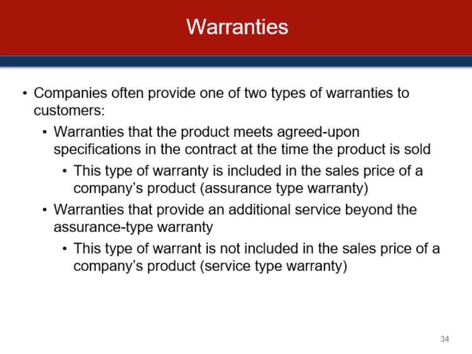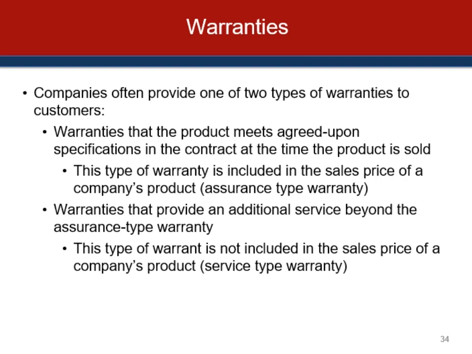Warranties. There are a couple of different kinds of warranties. There are warranties that say that the product meets agreed upon specifications in the contract at the time that the product is sold. So this type of warranty is included in the sales price of the company's product and is often referred to as an assurance type warranty.